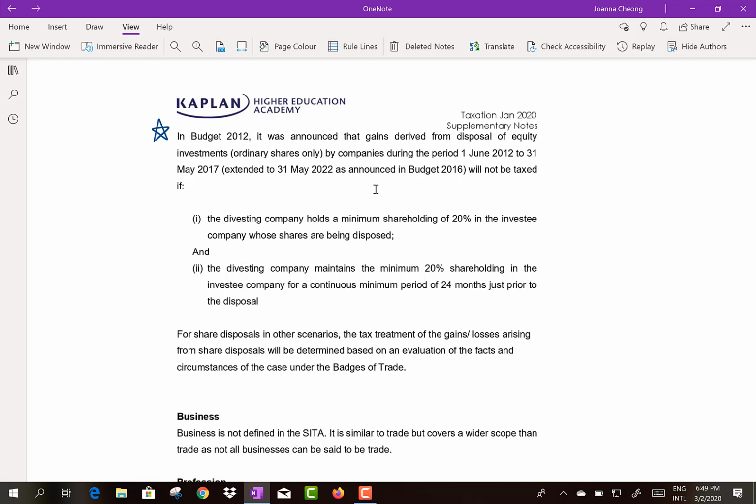Maybe I write it down so that you can see it. This is actually the non-taxation rule of ordinary shares. So if a company were to sell shares of another company and as a result they make a gain, is it taxable? This rule will help us to determine whether it is taxable or not. So you have to meet these two conditions. If it's a yes, then the gain is not taxable. If you fail any of these conditions, then your answer is that the gain will be taxable.